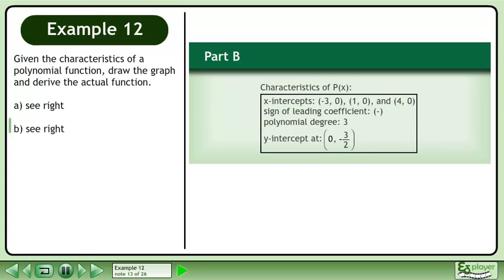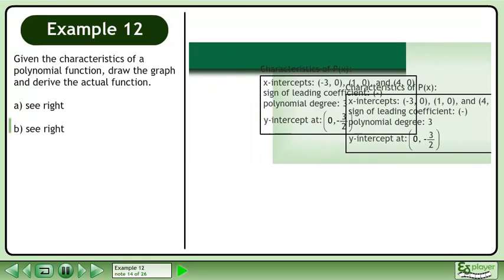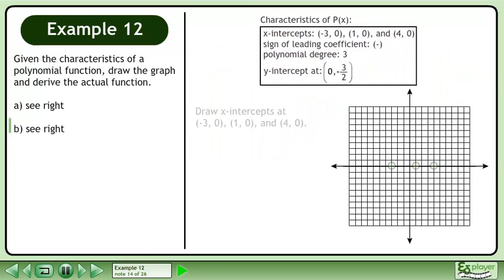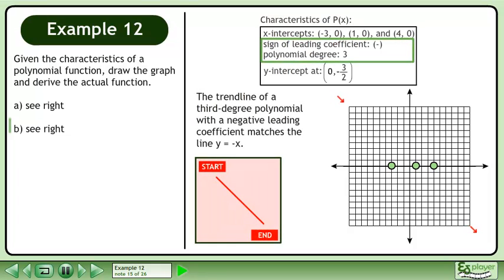Now we'll move on to part B. Graph the polynomial with the characteristics shown. Draw x-intercepts at (-3, 0), (1, 0), and (4, 0). The trendline of a third-degree polynomial with a negative leading coefficient matches the line y equals -x.